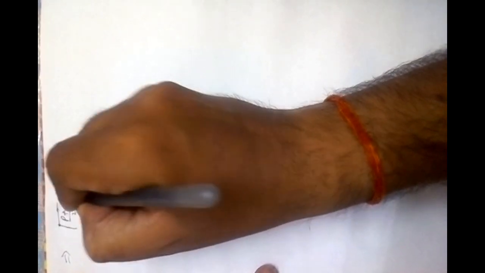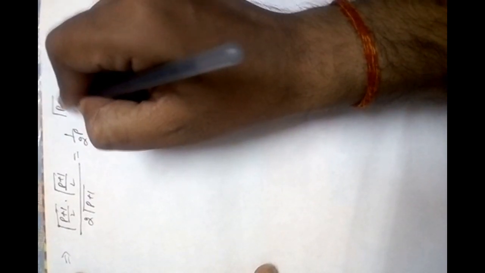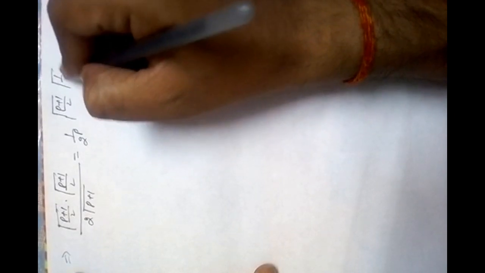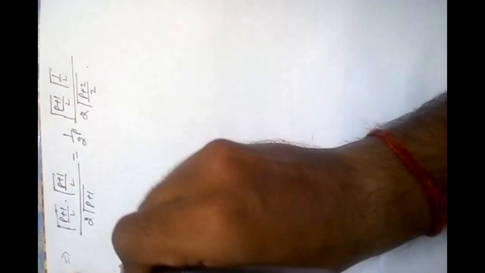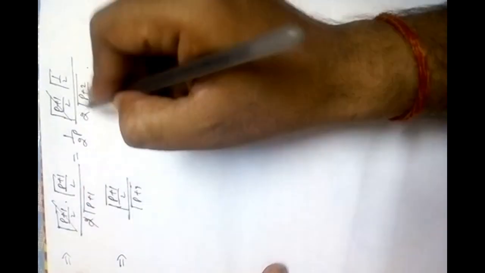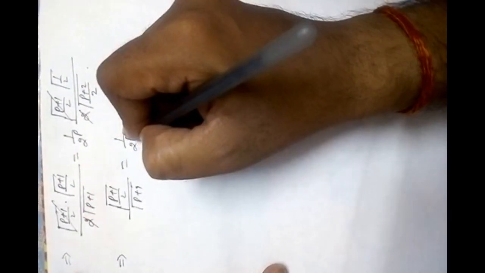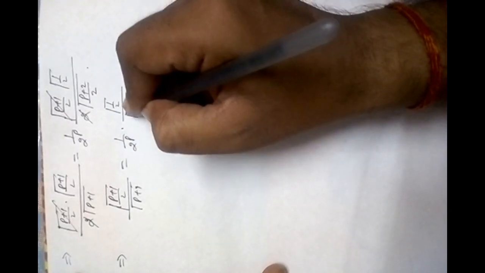So Γ((p+1)/2) into Γ(1/2) upon 2 times Γ((p+2)/2), which is equal to (1/2)^p Γ((p+1)/2) Γ(1/2) upon 2 times Γ((p+2)/2), which is equal to, this one will be cancelled. So Γ((p+1)/2) upon Γ(p+1), 2 is also cancelled. So (1/2)^p into Γ(1/2) upon (p+2)/2.